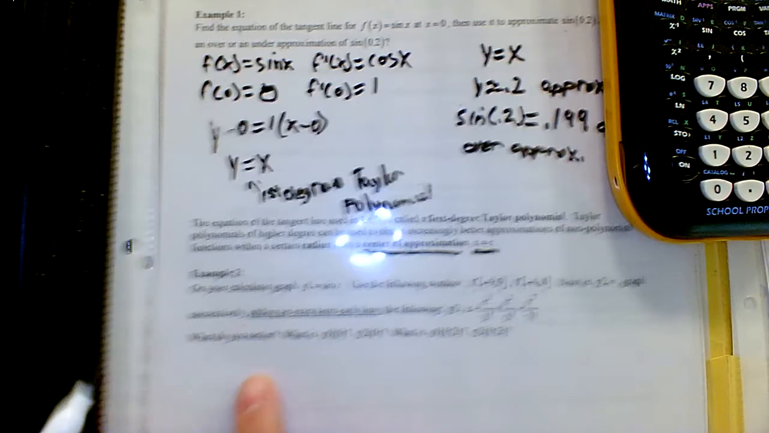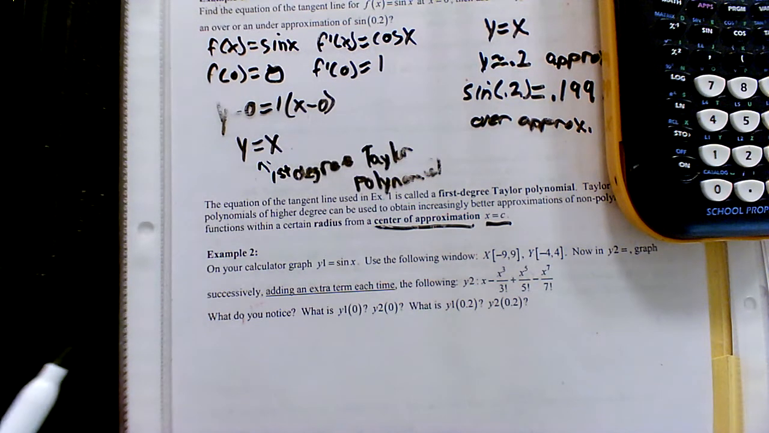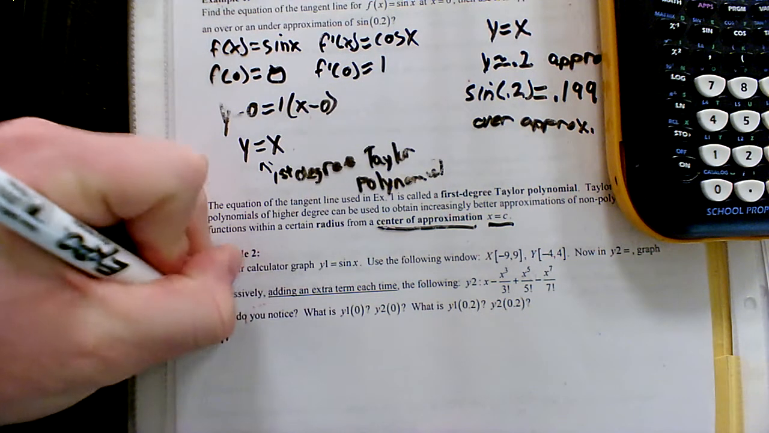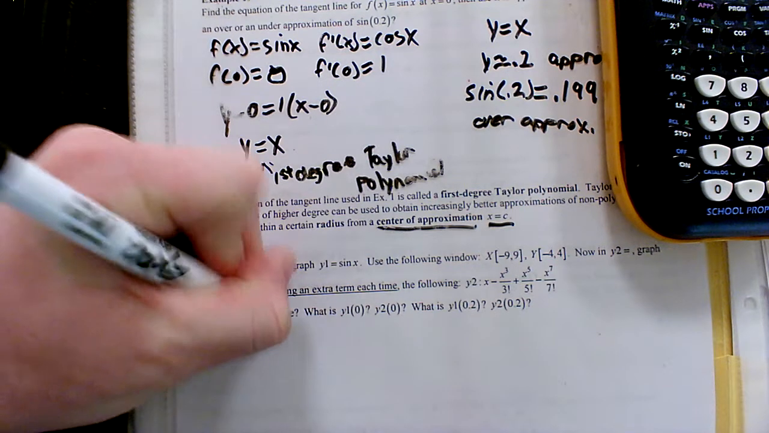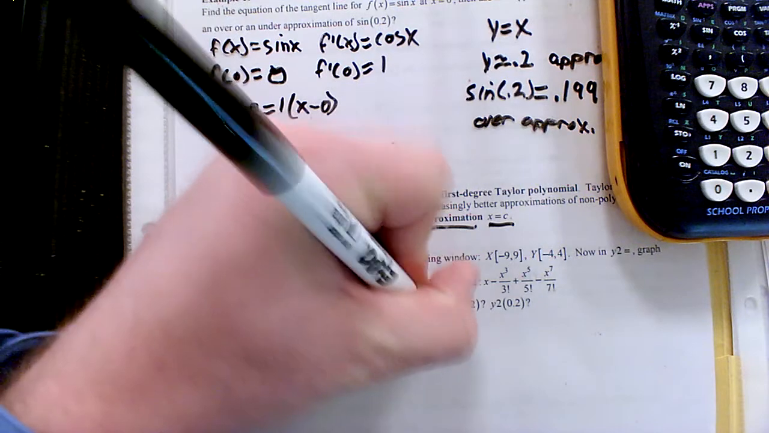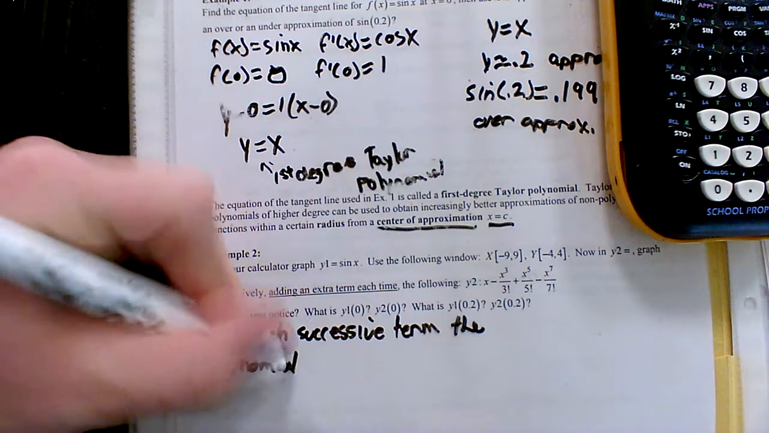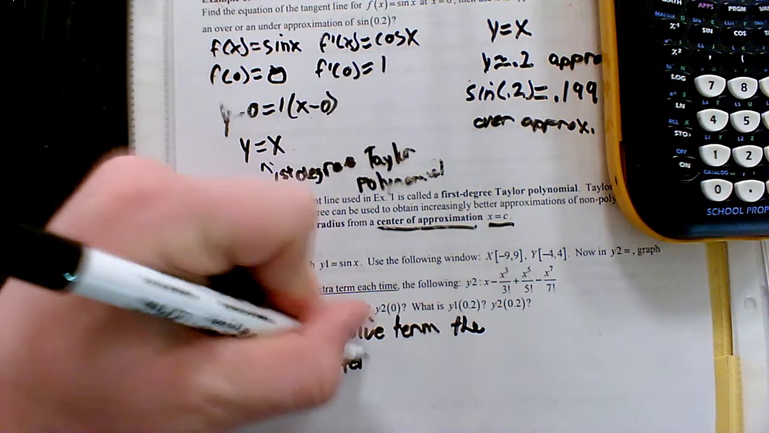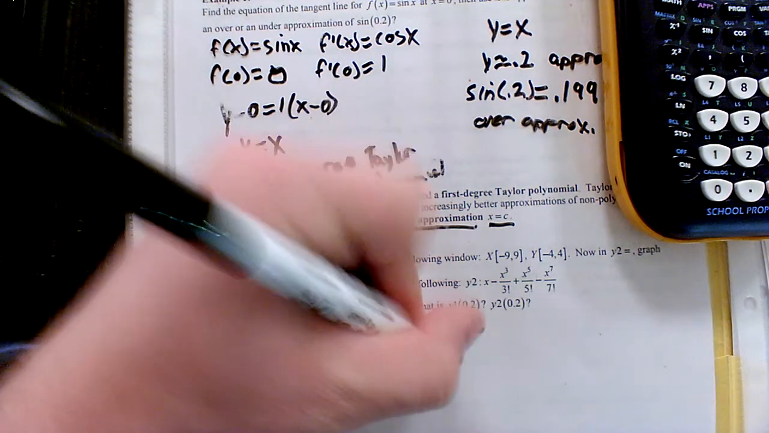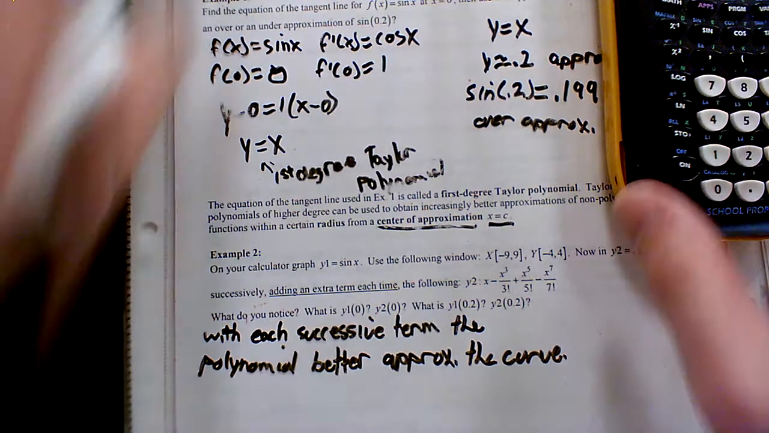Alright, so let's answer some of these questions then after looking at this. So we said, what do you notice? Well, Eric had mentioned, and I think you guys had also noticed, with each successive term, so each time we added one, the polynomial better approximates the curve. Each time we're able to find a better and better approximation.